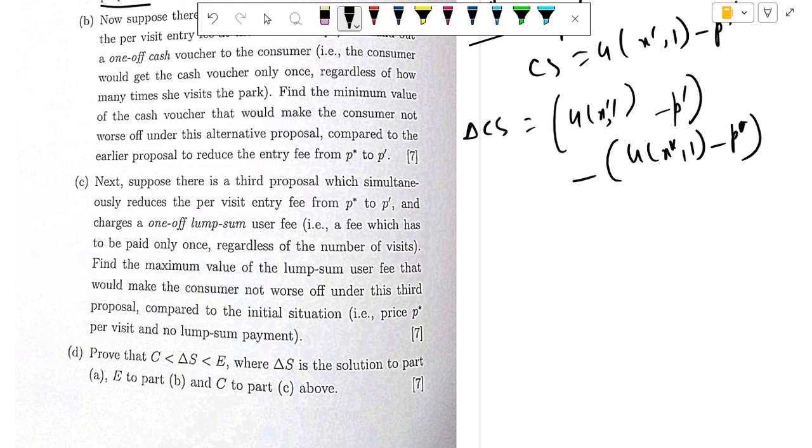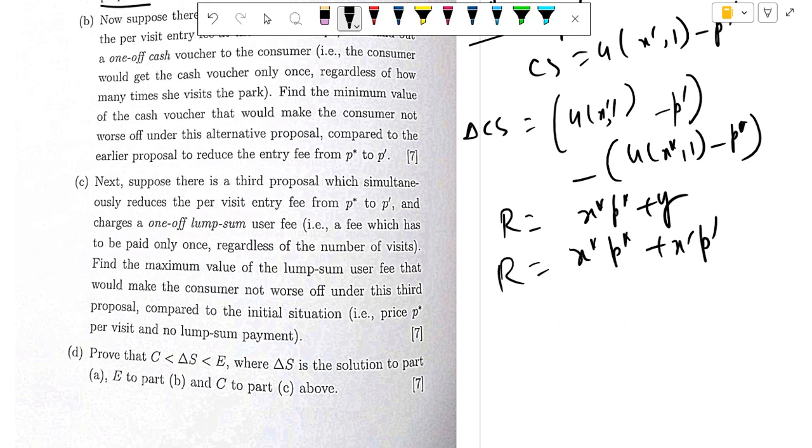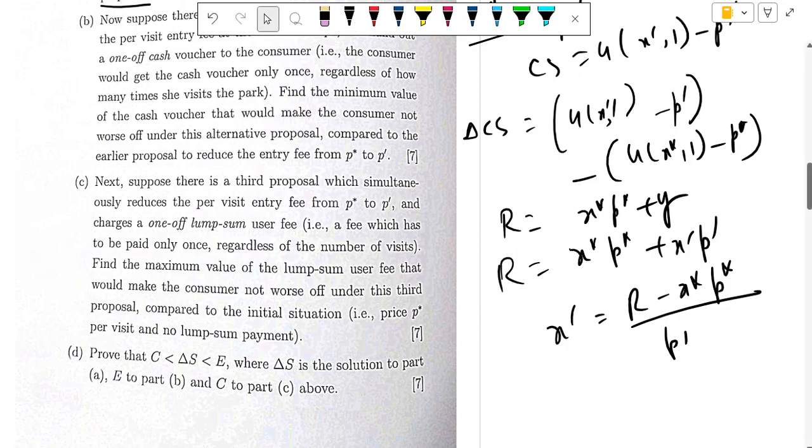To find R, we denote the budget constraint R equal to X star P star plus Y. Since the price of the composite good is normalized to 1, R equal to X star P star plus this thing. Solving this for X, we get this. Both of these will come, and now we will put this into consumer surplus.